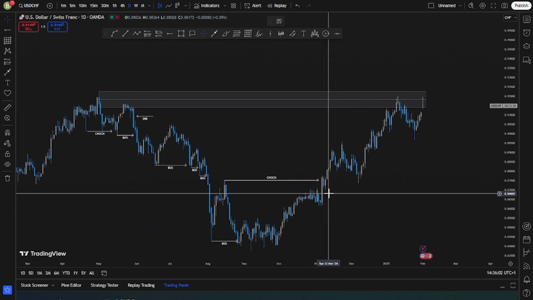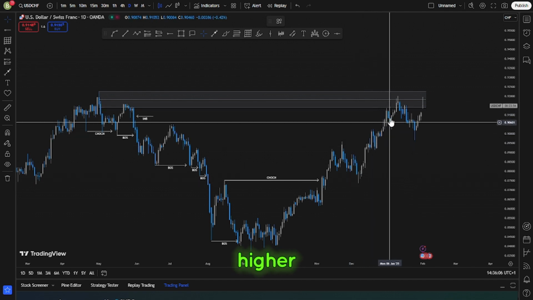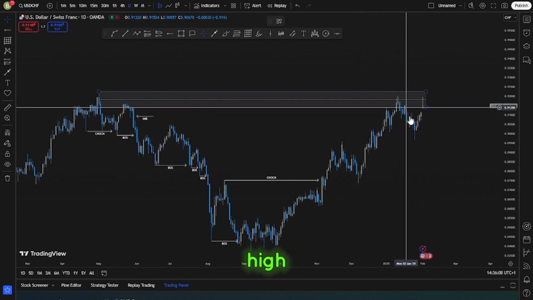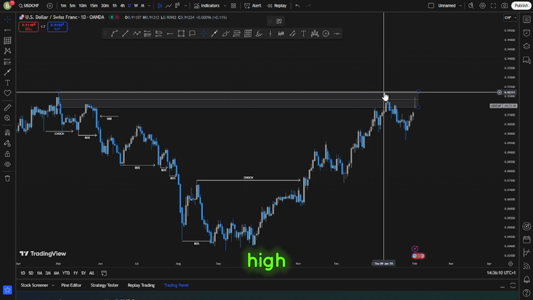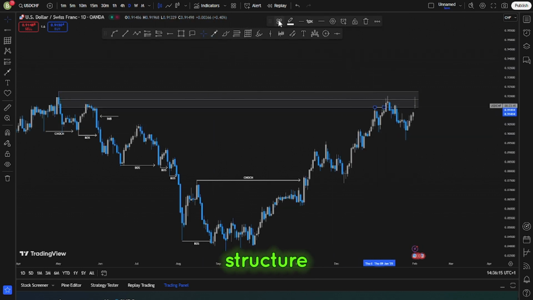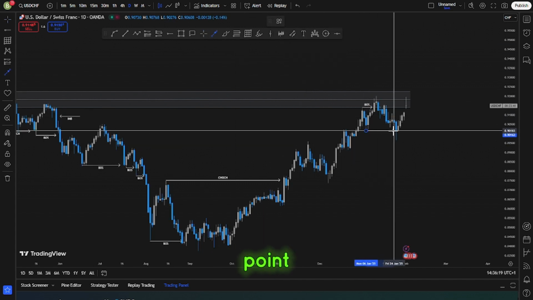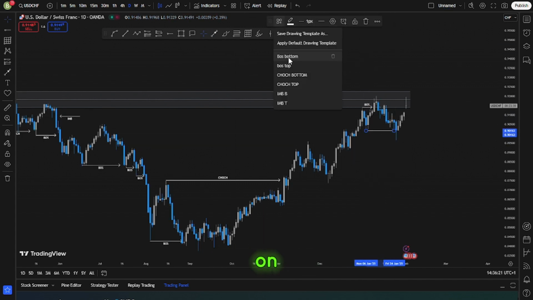the upside. As you can see, higher high, higher low, then you have your higher high here, higher low, higher high, higher low, higher high, and then this is the lower low, like I said, change of character. So break of structure here, then the change of character at this point, but you're gonna see everything on the lower time frame.